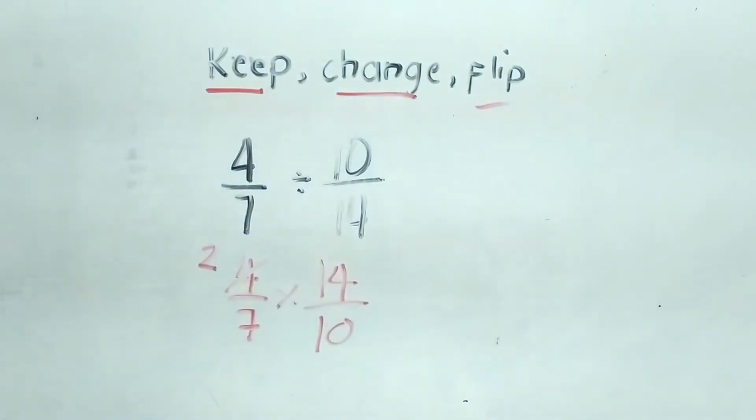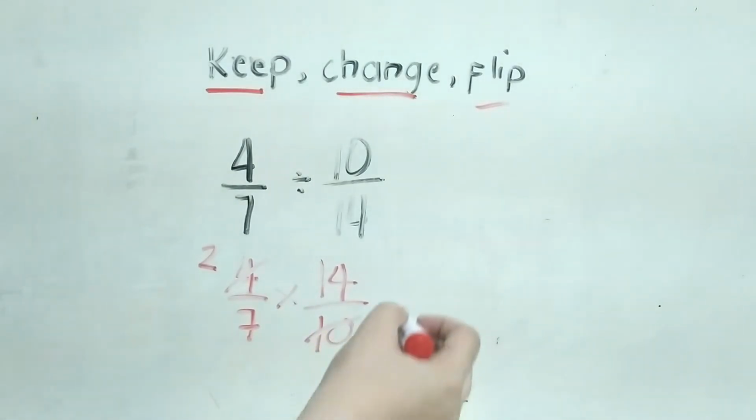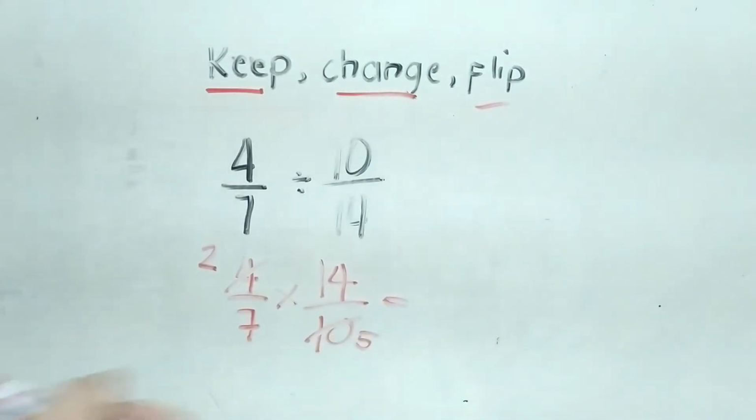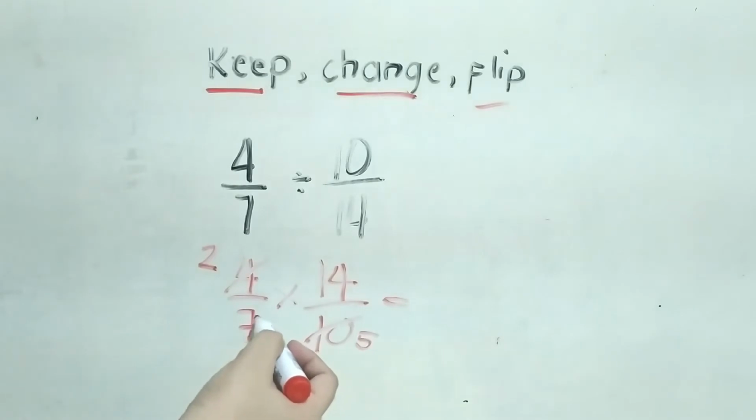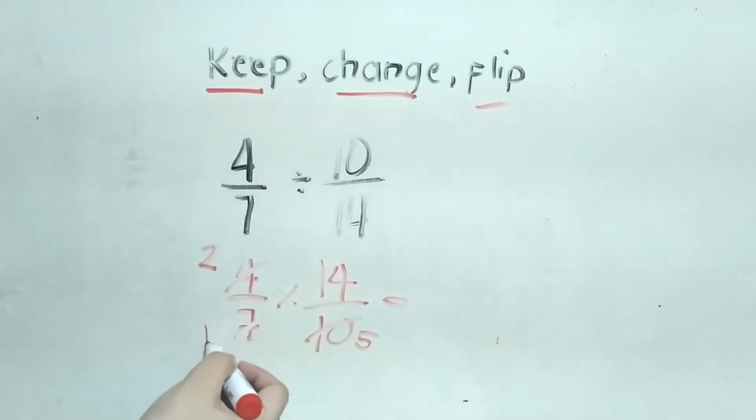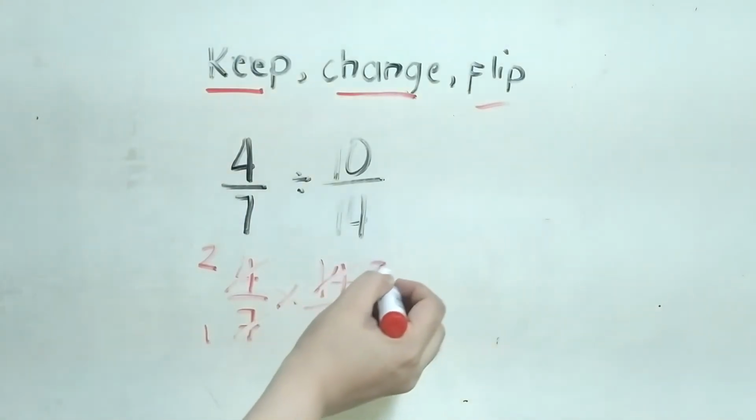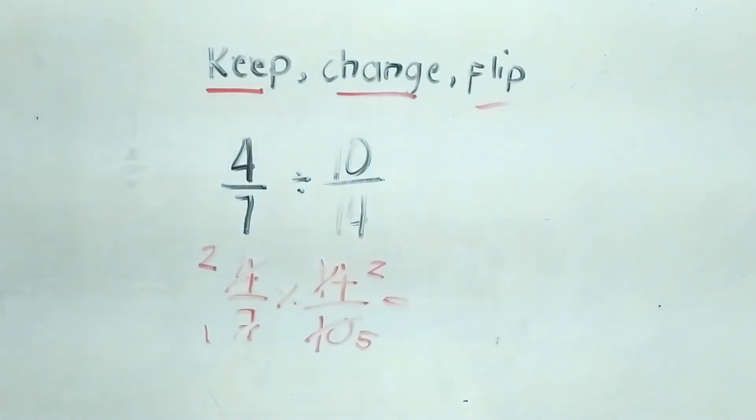And then 10 divided by 2 is 5. So, yung 7 at 14 naman, ganun din, meron silang factor, which is the number 7. So, 7 divided by 7 is 1. And then, 14 divided by 7 is 2.